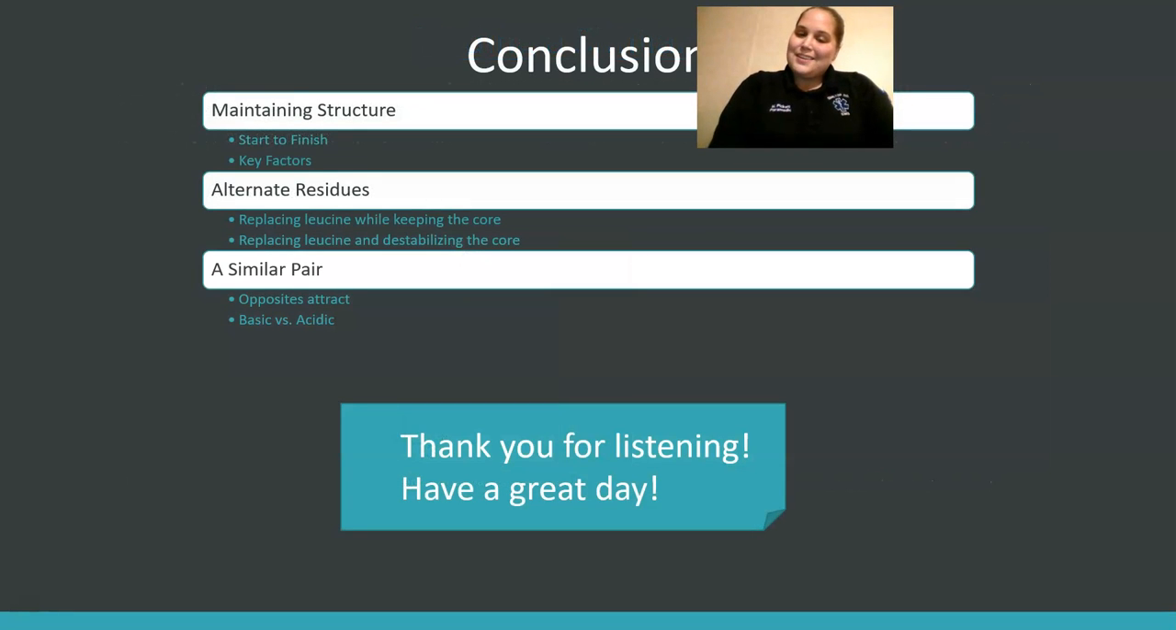So in conclusion, we have talked about maintaining the structure from start to finish and the key factors involved in maintaining the structure of a leucine zipper. We've also talked about alternate residues in relation to replacing leucine to keep the structure of the hydrophobic core and replacing leucine to destabilize the structure of the hydrophobic core. And lastly, we talked about a similar pair of amino acid residues that could be related to both glutamate and lysine. And we found out that opposites attract, and we want a basic versus an acidic amino acid residue.